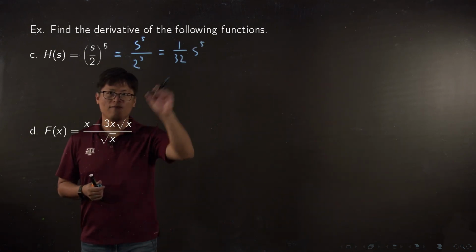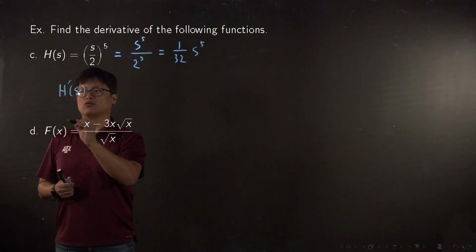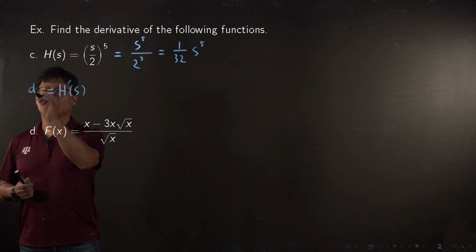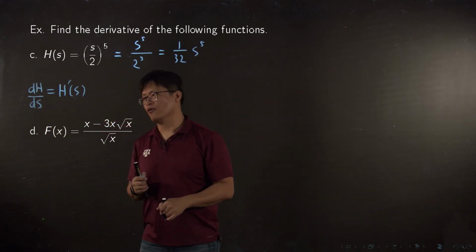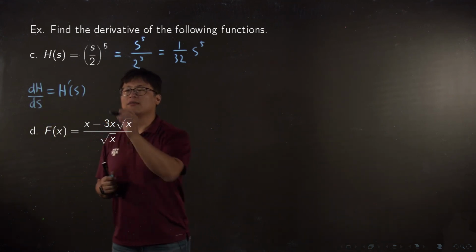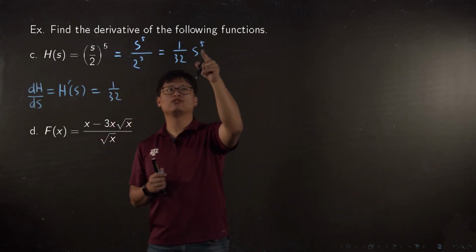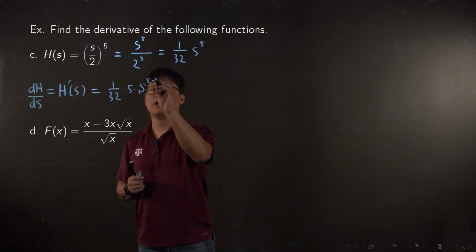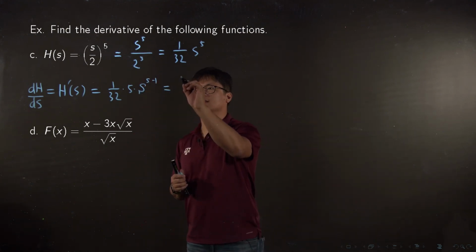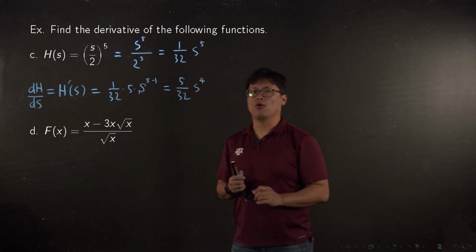It's just like a power function. Then h prime of s, which means take the derivative of function h with respect to s, in Leibniz form dh over ds, and that is equal to, coefficient is just coefficient, and then s to the 5 prime is 5 times s to the 5 minus 1. So your answer is 5 over 32 s to the 4, okay?